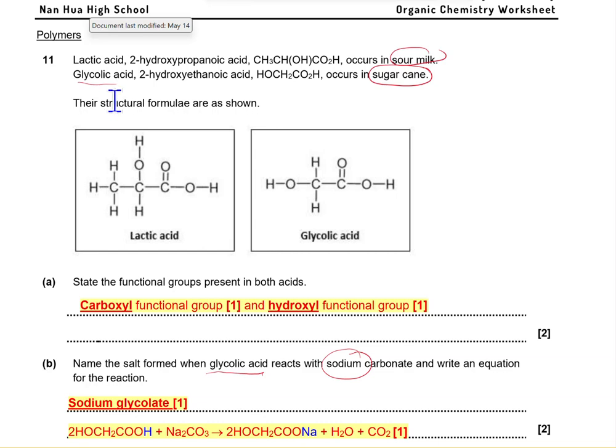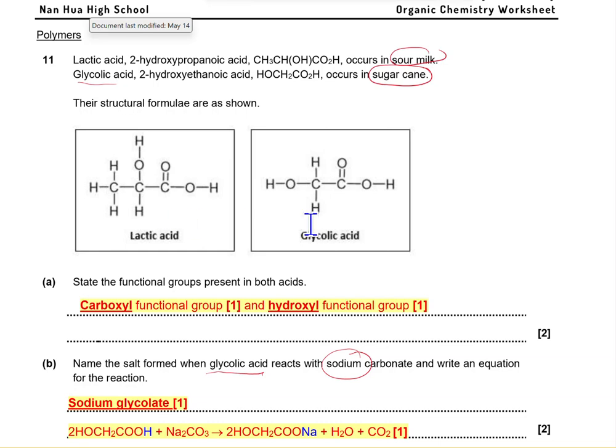Now take note of these two acids given, lactic acid and glycolic acid. Lactic acid occurs in sour milk, and glycolic acid occurs in sugar cane. So these two acids are found in organic material produced by living things, like milk produced from animals, and of course sugar cane from the plant. All these are naturally occurring. They are not produced by chemical reactions out of fossil fuel, petroleum.